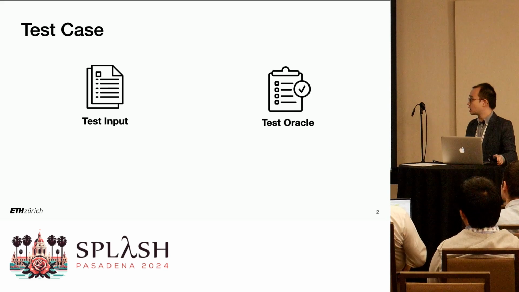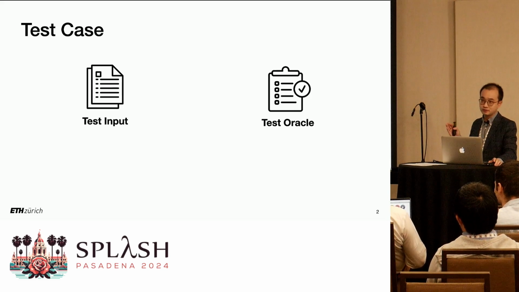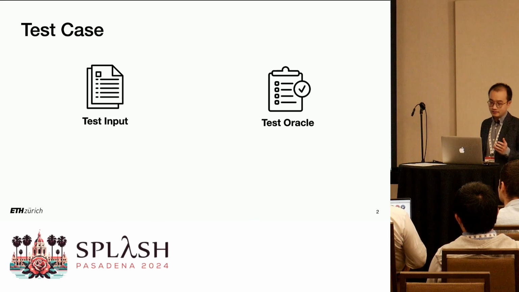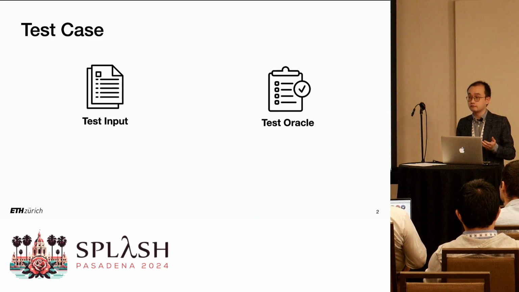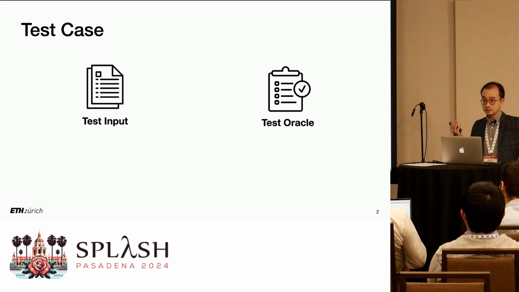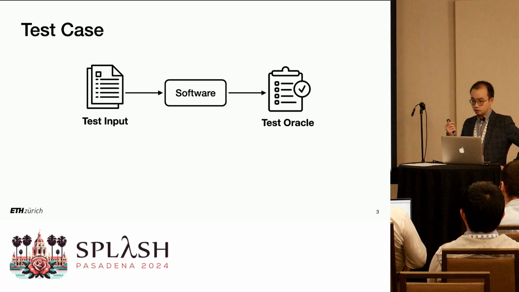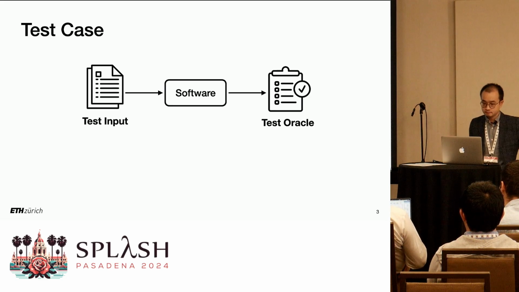So let's get started from a very basic concept of software testing. What is a test case? A test case essentially consists of a test input and the corresponding test oracle. We use the test input as the input for the software and check the output of our software with the test oracle so that we know whether the software behaves as we expected or not.